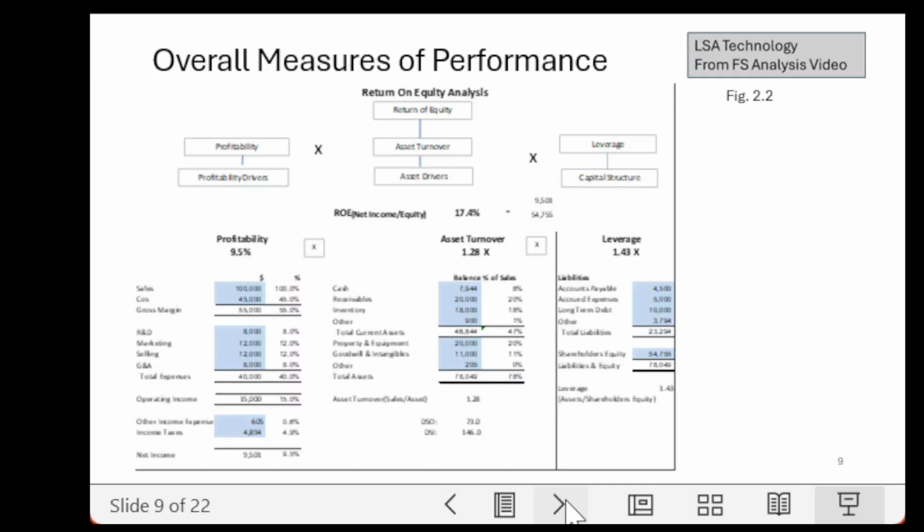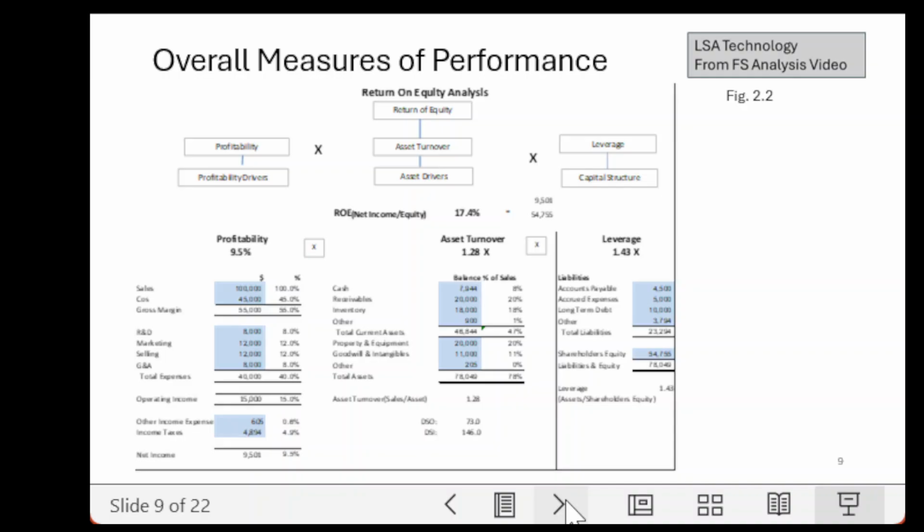We can further use that DuPont formula to extend down and analyze and model return on equity. So in this case, we've got the profitability blown down into the P&L, a capsule P&L there that shows the net income is 9.5%. Again, asset turnover in the middle block is 1.28 and leverage of 1.43. But this simple spreadsheet, simple model, allows us to do what-if analysis.